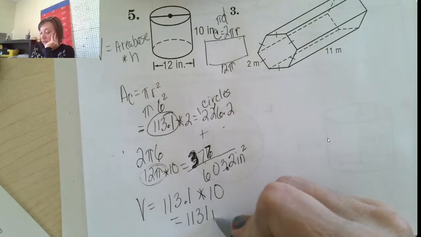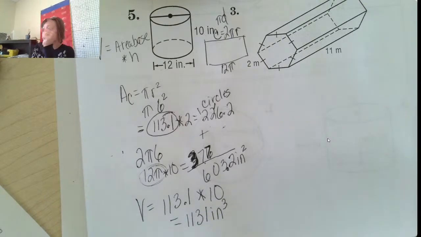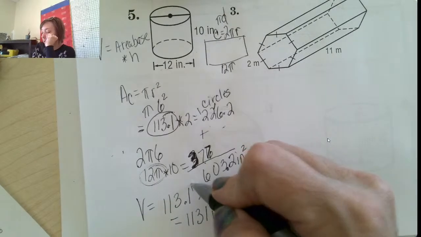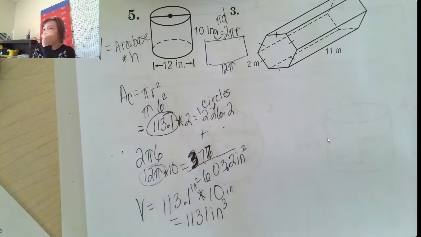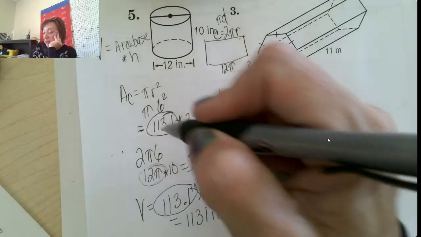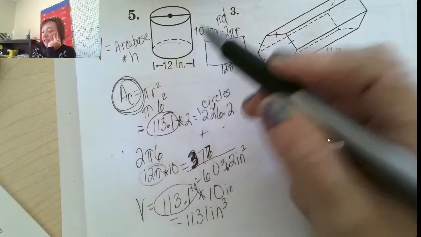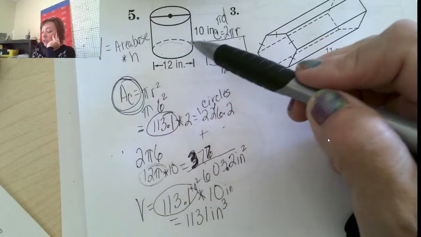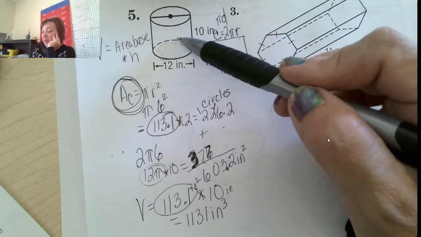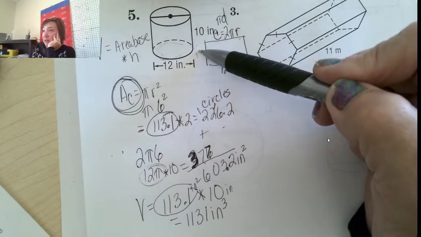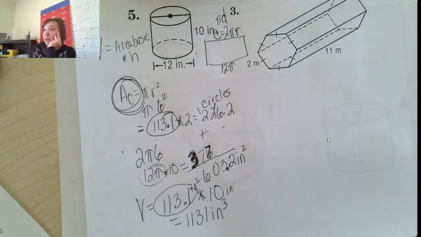1,131 inches cubed, because it's inches times inches times inches. This was inches squared. This is another inch, so inches cubed. Does that make sense? Where'd I lose you at? This 113, that was the area of the bottom of our shape. So anytime you're doing volume of any shape, you're just taking the area of your base and multiplying times your height.